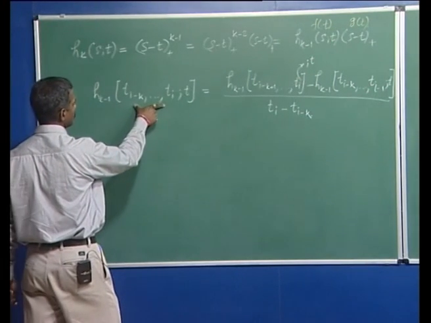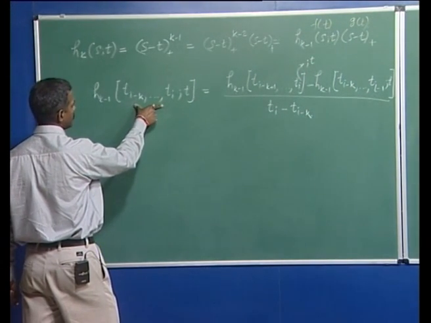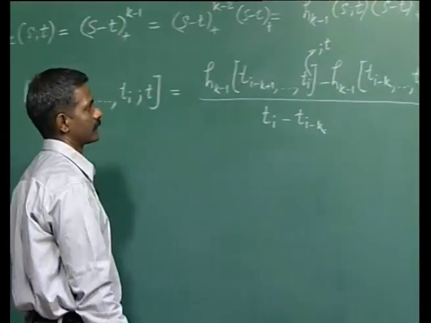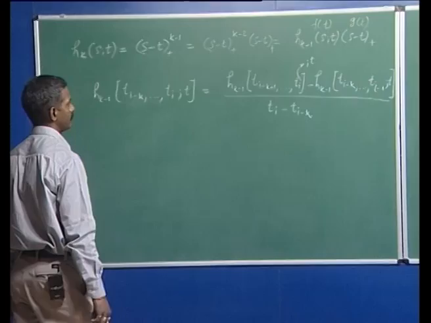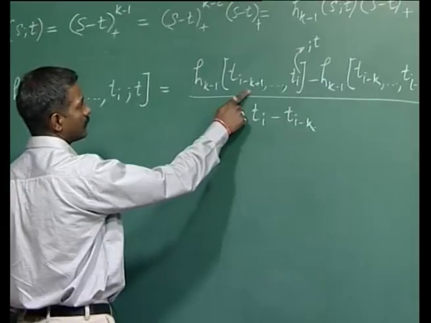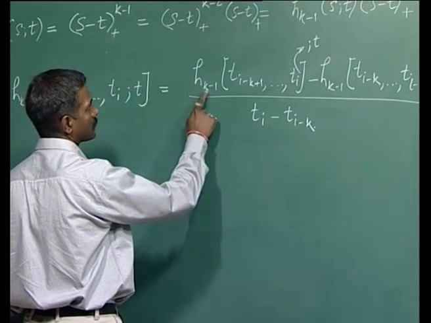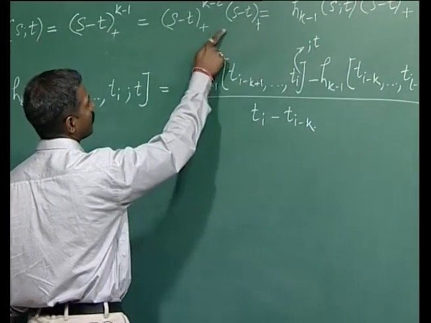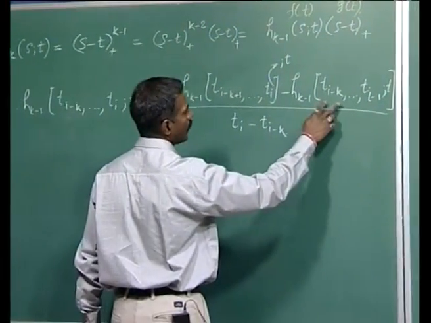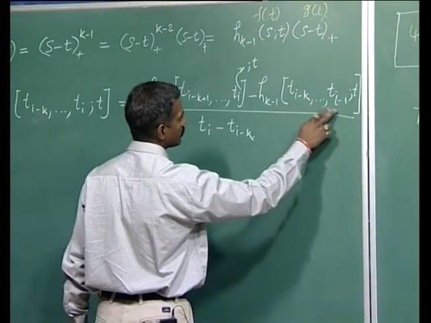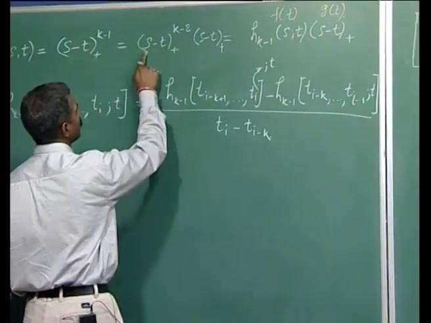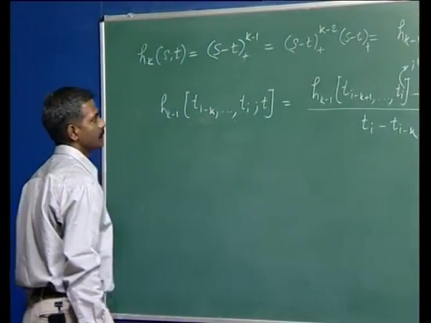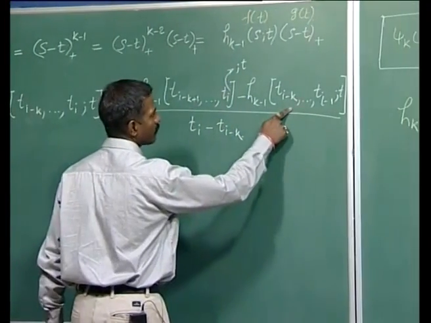I have written the kth divided difference in terms of two k minus 1th divided differences. So this is a k minus 1th divided difference of h_{k-1}, which is the order of this truncated power function. Likewise, this is also the k minus 1th divided difference of (s minus t) truncated, k minus 2. Now, by definition, these two are splines as well.